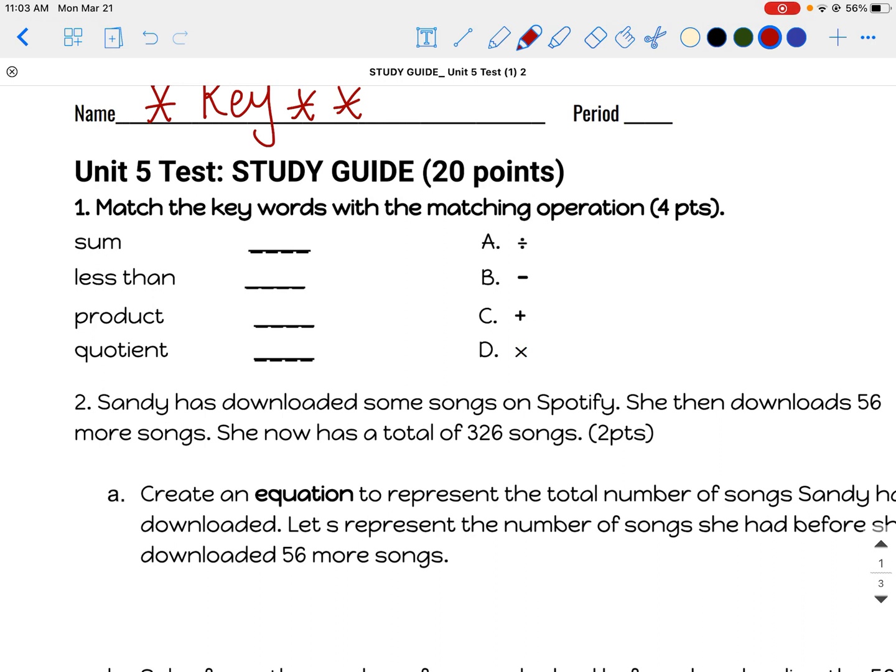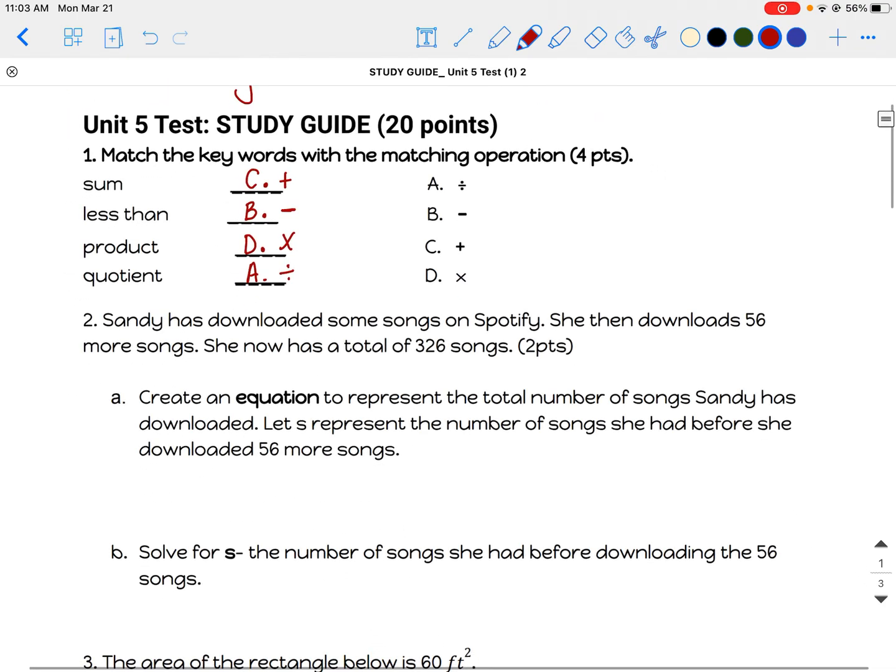Sum references the answer to an addition problem, so that would be C. Less than, we know that references subtraction, that would be B. Product references the answer to a multiplication problem, that would be D. And quotient references division, the answer to a division problem, which would be A.